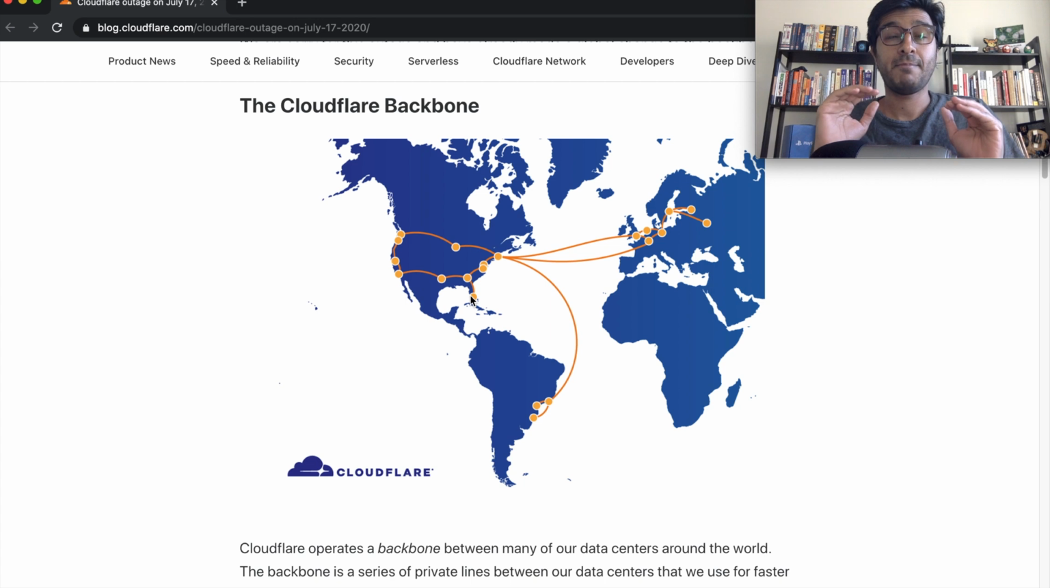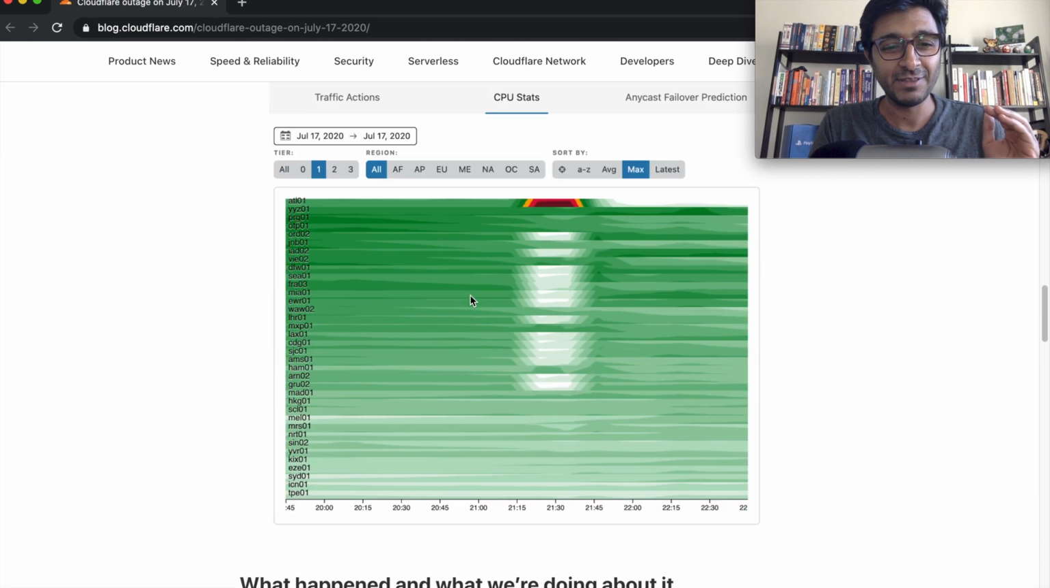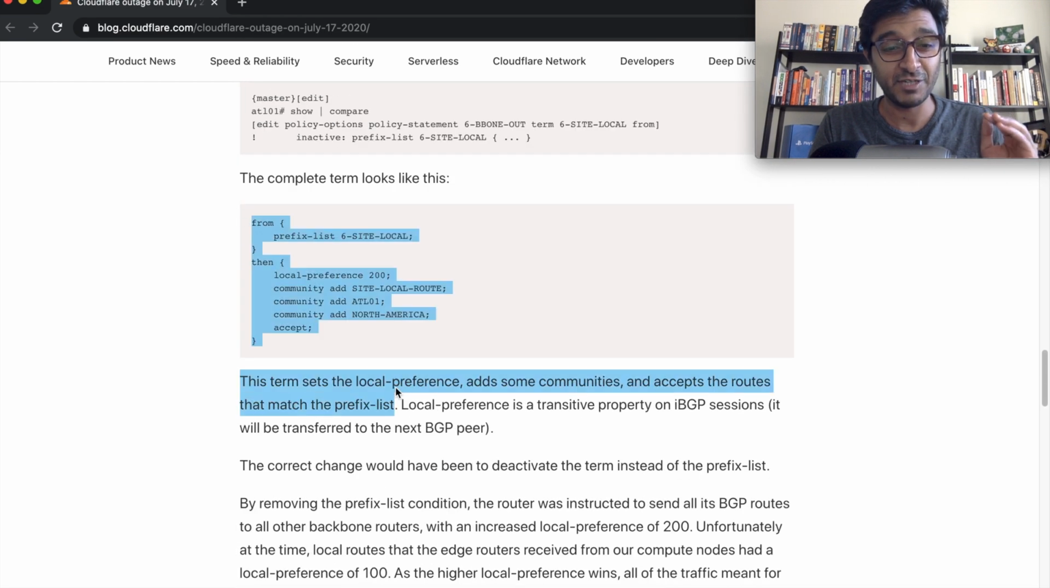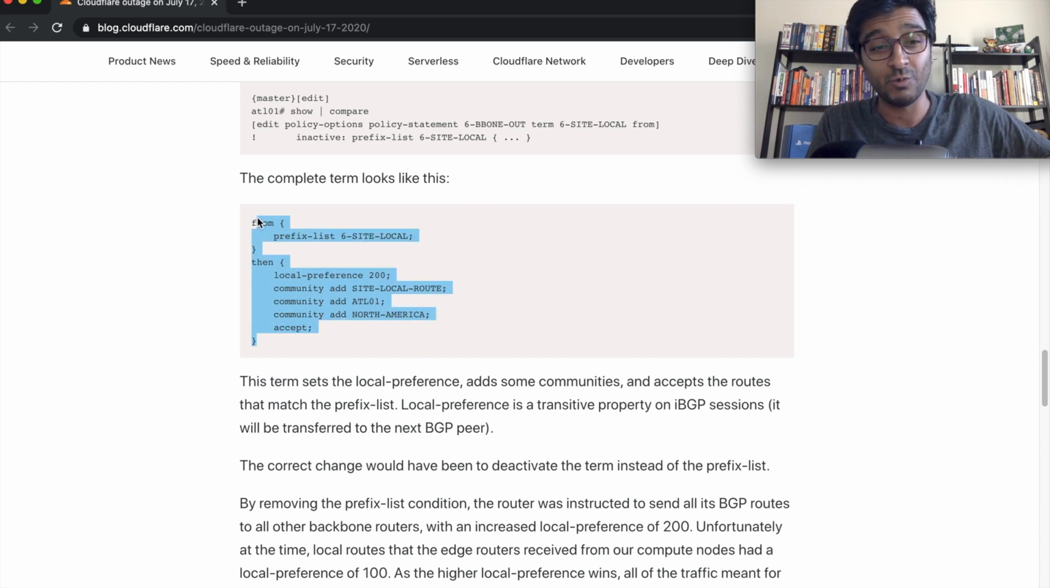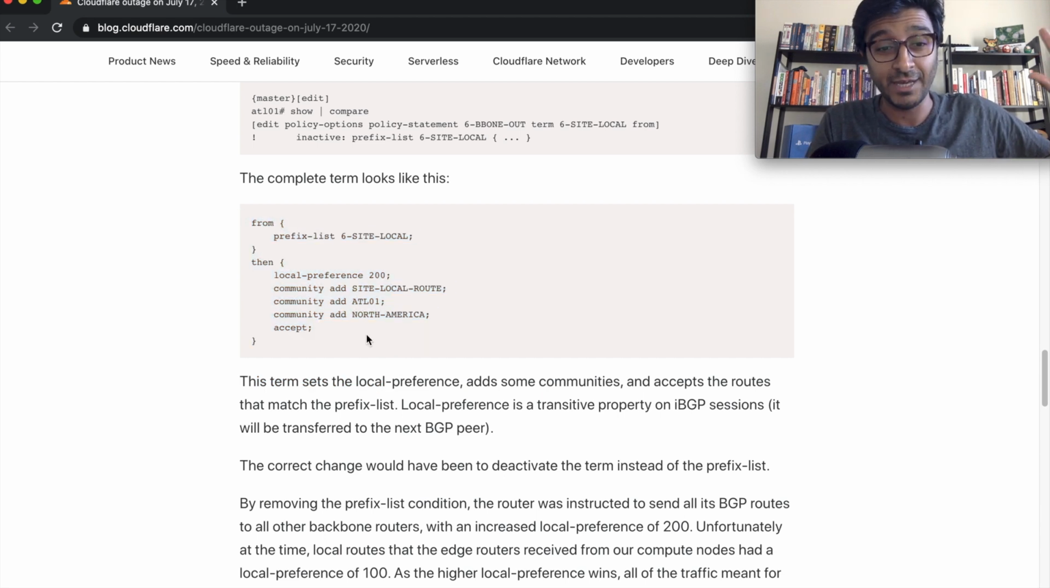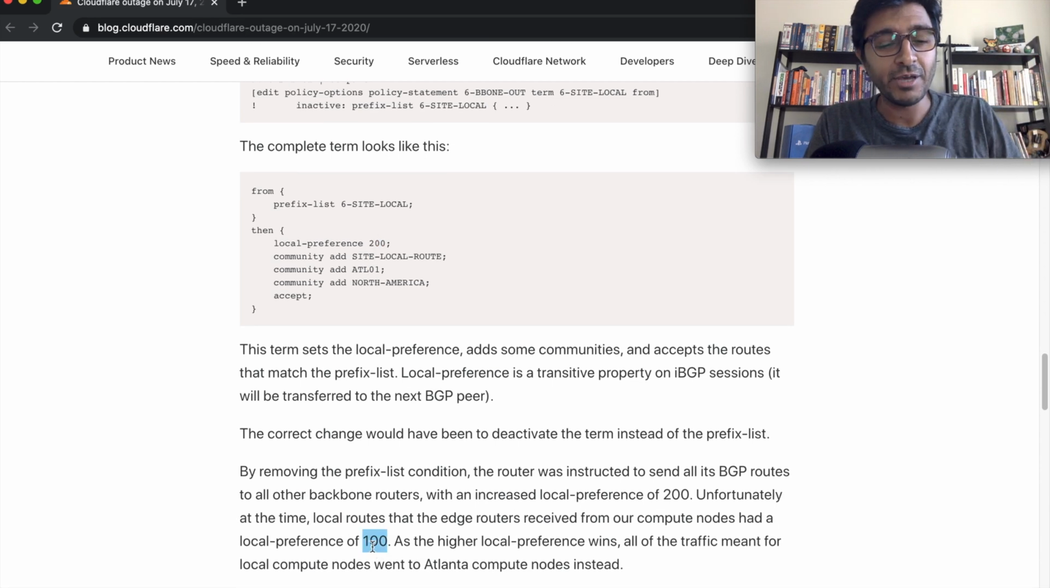It said, route all the traffic through Atlanta. That's exactly what happened, and I'm going to show you the configuration. That's the configuration. I don't understand what language this is, and I don't understand how I read this, but it says prefix-list IPv6 site-local. That means anything routed through this current router, which is Atlanta ATL01. And they assigned 200 priority, which is, I think, higher. And the rest of the routers were priority 100.